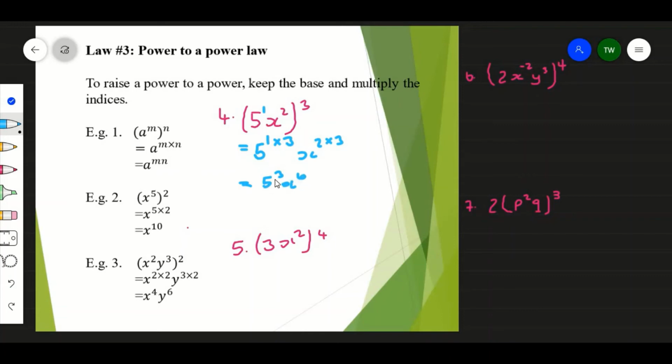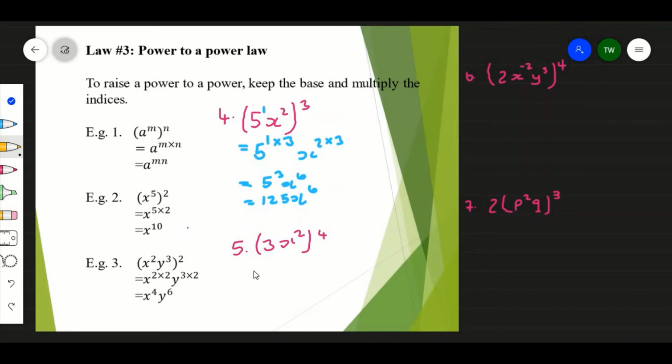Now note that 5 to the 3rd power can be simplified, because this 3 is telling you how many times you must multiply the base by itself. So 5 to the 3rd power is the same thing as saying 5 times 5 times 5, which is going to give you 125. So this can simplify to be 125x to the 6th power. Alright.